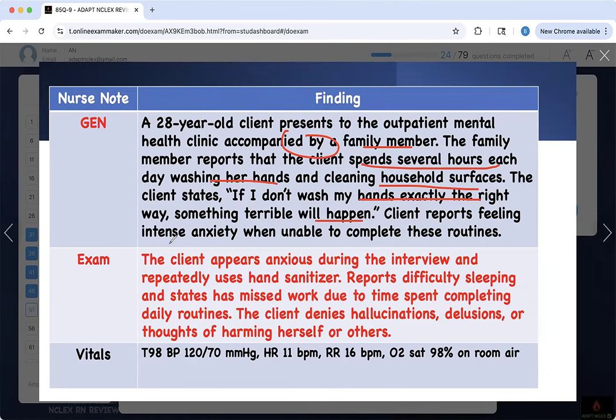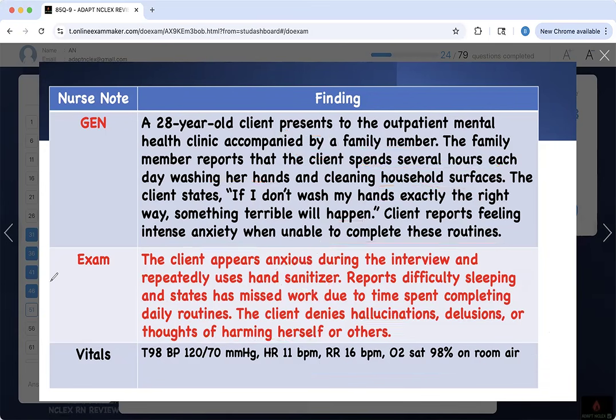The client reports feeling intense anxiety when unable to complete this routine. If he doesn't do it, he feels like something bad is happening. The client appears anxious. During the interview, he's repeatedly using hand sanitizer, trying to clean his hands because they're going to be dirty. He reports difficulty sleeping and staying asleep. He has missed work due to time spent cleaning everything at home. The client denies hallucinations, delusions, thoughts of harming himself, or suicide. His vitals are normal. What do you think is going on?